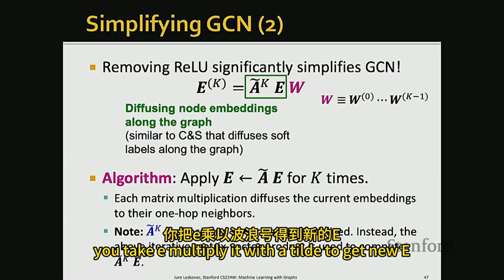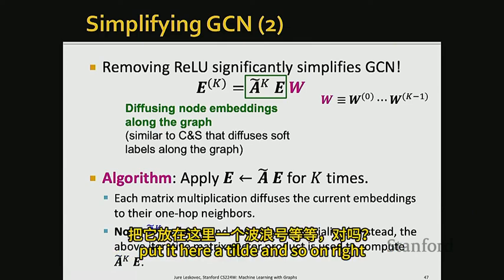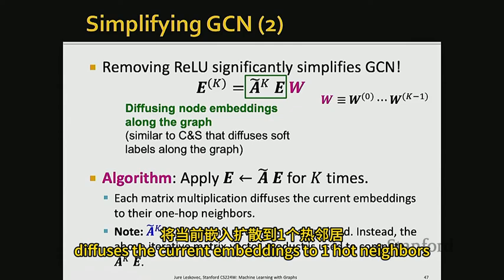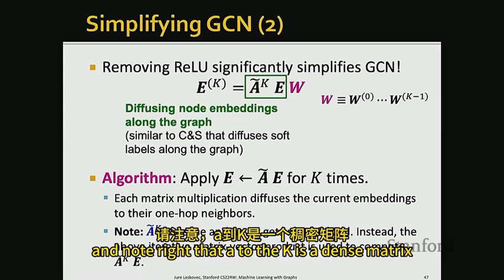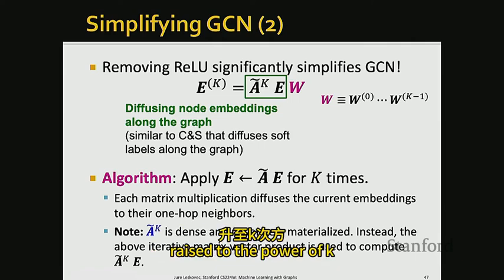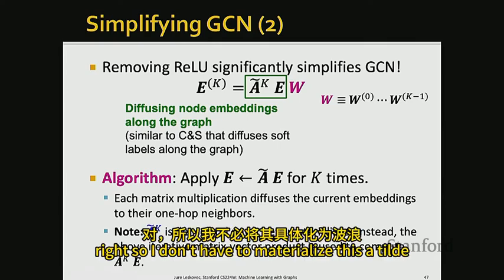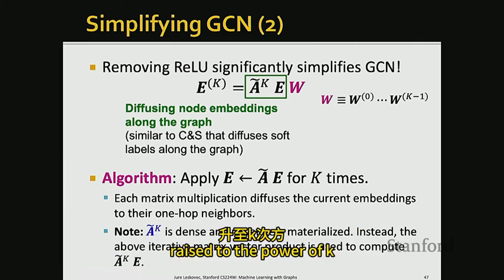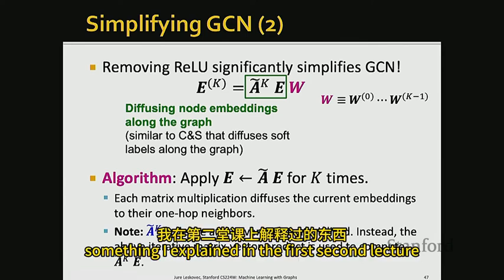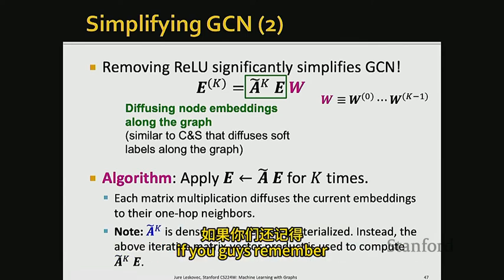You take E, multiply it with A tilde to get new E, put it here, multiply by A tilde, and so on, right? So each matrix multiplication diffuses the current embeddings to one-hop neighbors. And note that A to the K is a dense matrix. So if I run this as an iteration, this A raised to the power of K never really gets materialized, right? I don't have to materialize A tilde raised to the power of K, because this will become a very dense matrix, because every power connects nodes that are 2 hops away. This was something I explained in the second lecture, if you remember, okay?